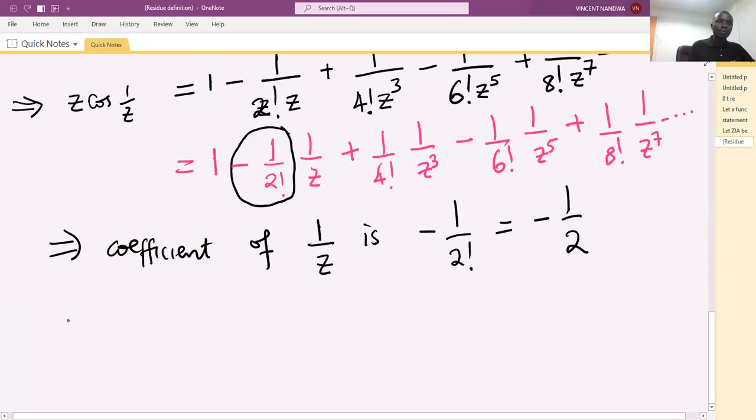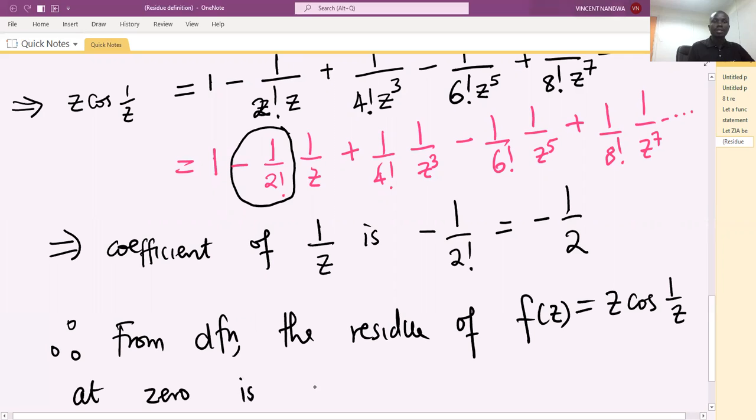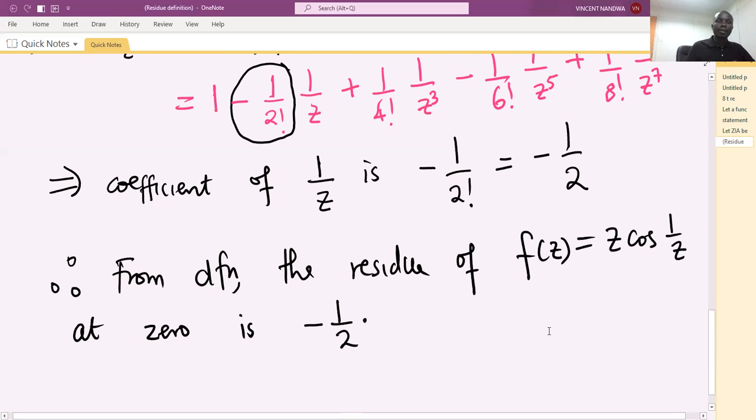So therefore, from definition, the residue of f(z) = z cos(1/z) at 0 is negative 1/2. So that's the solution to that given problem.